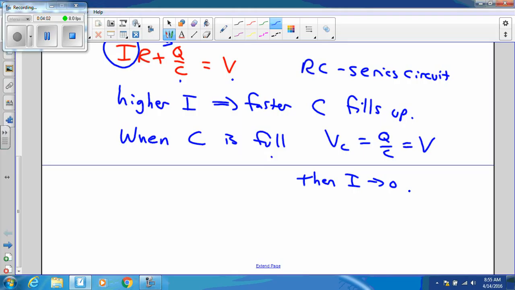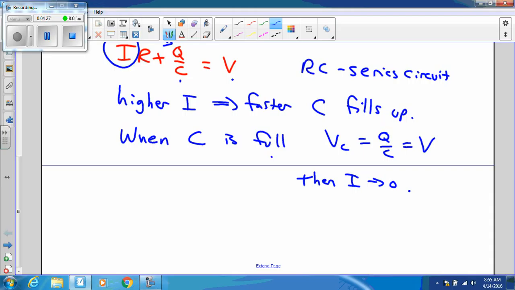So, when the voltage across the capacitor, which is Q over C, when that is exactly equal to V right here, then my I will drop to 0, and we're done. What was your question? So I is equal to Q over C, or it's the rate at which? Yes, I is the rate at which the charge is flowing. And when I do the calculus in just a minute, then we'll make that explicit. Okay?